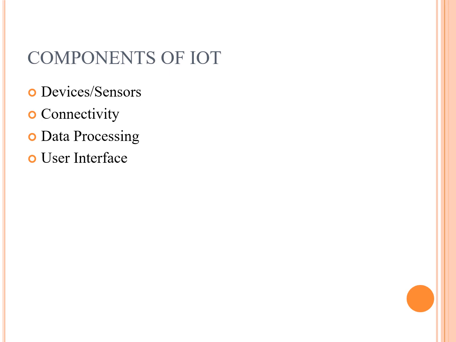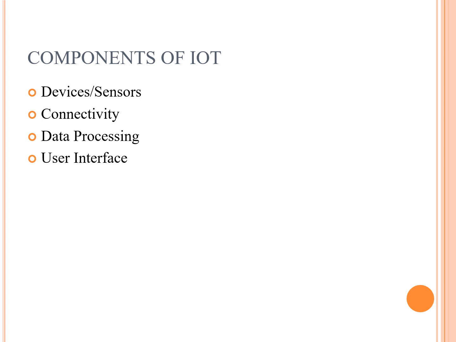Next we'll see the components of IoT. Here, devices and sensors are the most important. Next one is connectivity. By using Wi-Fi connections, and data processing is very important. And next one is user interface. We will discuss the devices and sensors first.